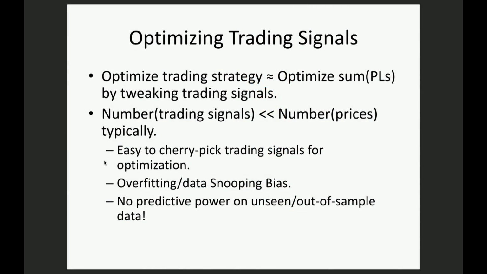Okay, so that's a typical method of how we can backtest a trading strategy. And by optimizing a trading strategy, what we usually mean is that, for example, we might optimize the sum of the P&L by tweaking the parameters in the trading strategy. All right. The problem with this approach is that typically the number of trading signals is far fewer than the number of prices available. Unless you are doing high-frequency trading, which has its own problem.